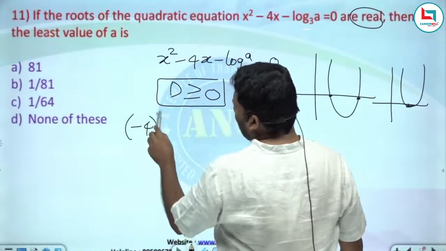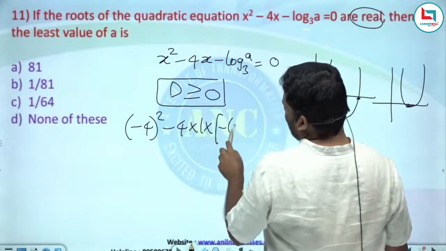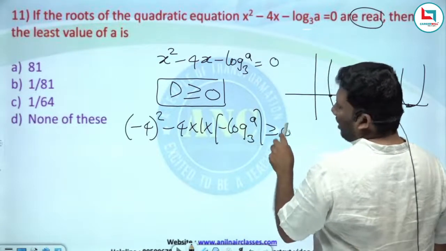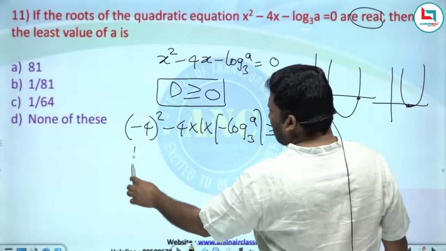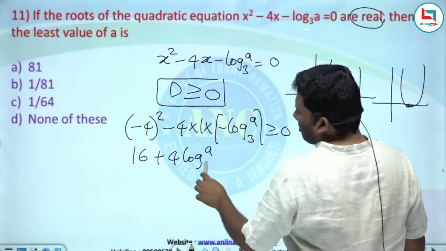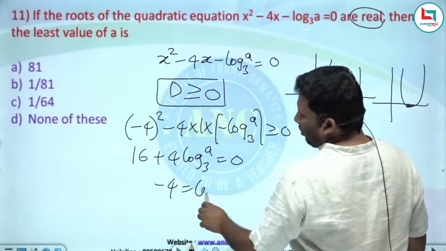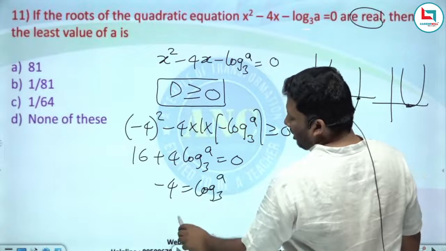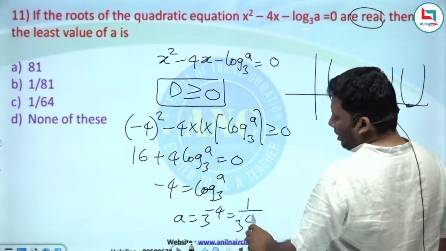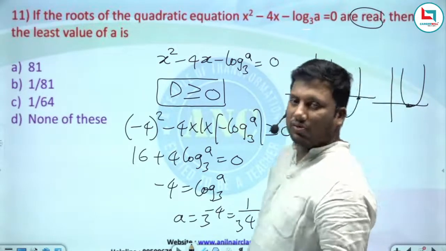Discriminant is given by b square minus 4ac. C is minus log a base 3, so this is 16 plus 4 log a base 3 greater than or equivalent to 0. It is minus 4 equivalent to log a base 3. A is given by 3 power minus 4, which is 1 by 3 power 4. Answer is 1 by 81.